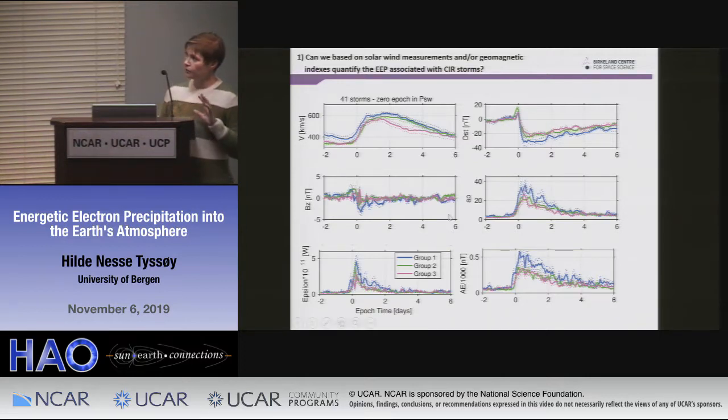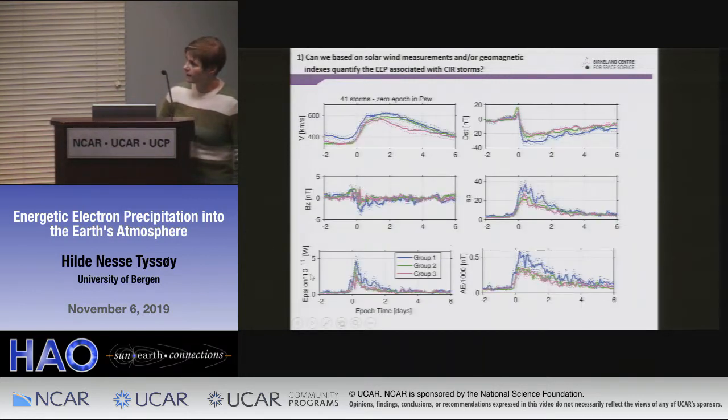And we looked at a lot of different parameters, including the indices, and tried to predict based on the indices which gave you the strong particle precipitation. But it was not clear. It was not easy. We used different combinations of them as well. But the most promising candidate is actually epsilon, and I will show it here.